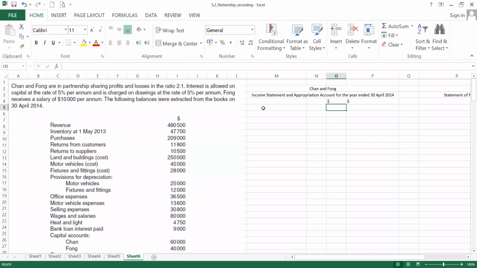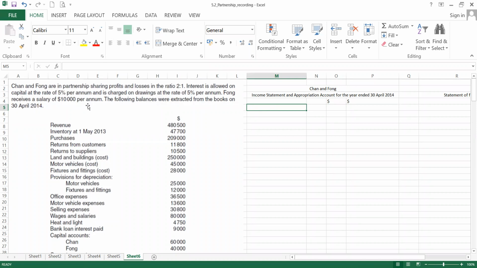This is the last question for the partnership. As we go through the question first. Chan and Fong are in partnership sharing profit and loss in the ratio 2:1. Chan get 2, Fong get 1. Interest is allowed on the capital at the rate of 5% per annum and is charged on the drawing at 5%. So interest on capital 5%, interest on drawing also 5%.